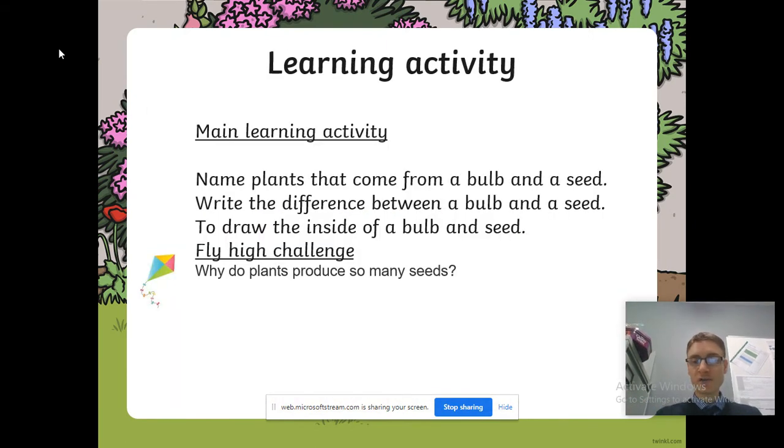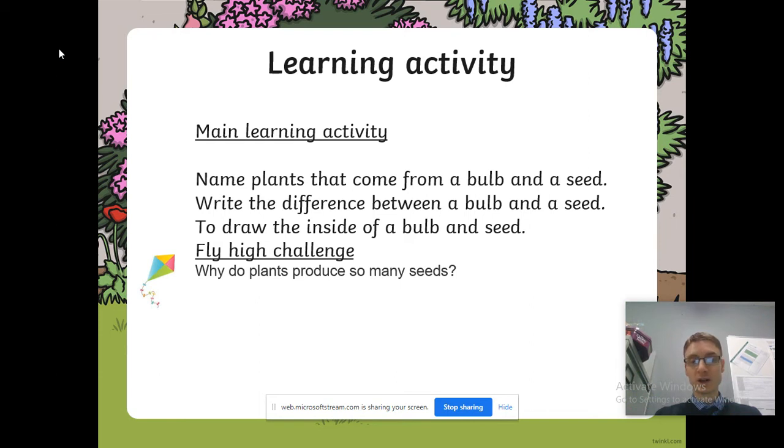Now, I thought I'd start off by just showing you the learning activity. The main learning activity is to name plants that come from a bulb and a seed, to write the difference between a bulb and a seed, and to draw the inside of a bulb and a seed. You'll see that on the learning worksheet. And the Fly High challenge is this question: why do plants produce so many seeds? So I've put the PowerPoint into the order of those three things to try and help you.